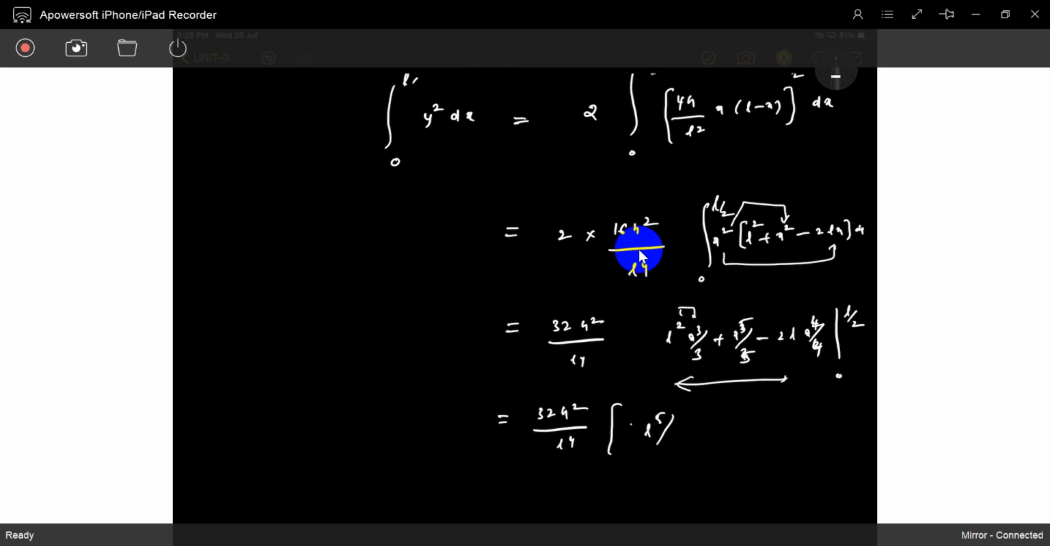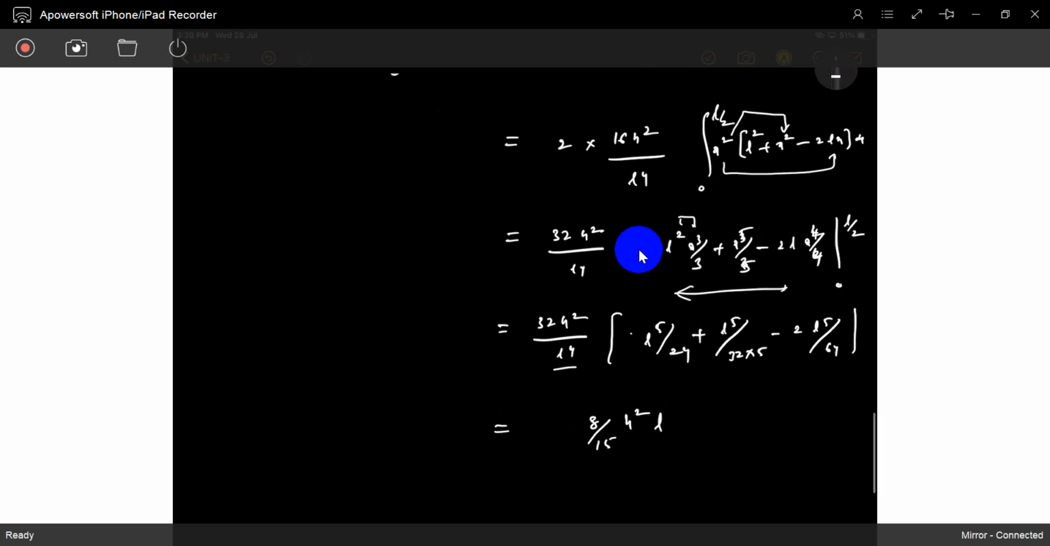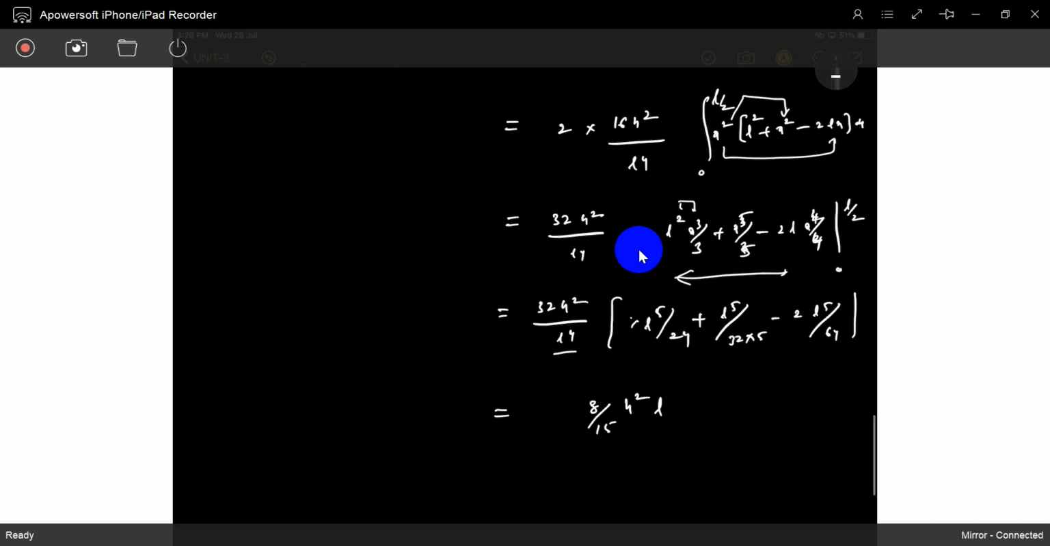L power 4 by 2 cubed is 8, 8 into 3, 24, L power 5. 32 into 5, minus 2 L power 4 by 16 into 2, 64. That's it. What is that value? That value is 8 by 15 h square L. So this is L power 4, this is L power 5. Cut it, only L remains.